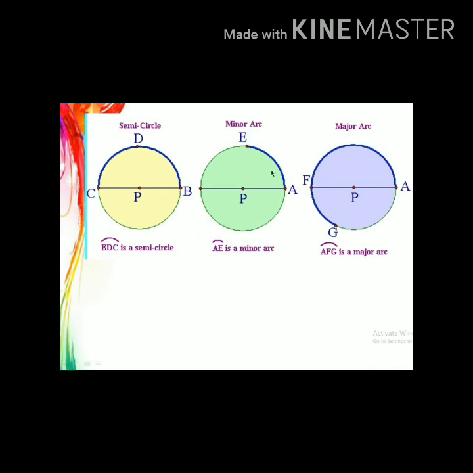And here AE is the minor arc. How can we denote AE, the minor arc? Like this. AE with a small curve on the top. Then next, here the major arc. How can we denote the major arc? Yes, AFG. It is the major arc, and we can denote it like this.